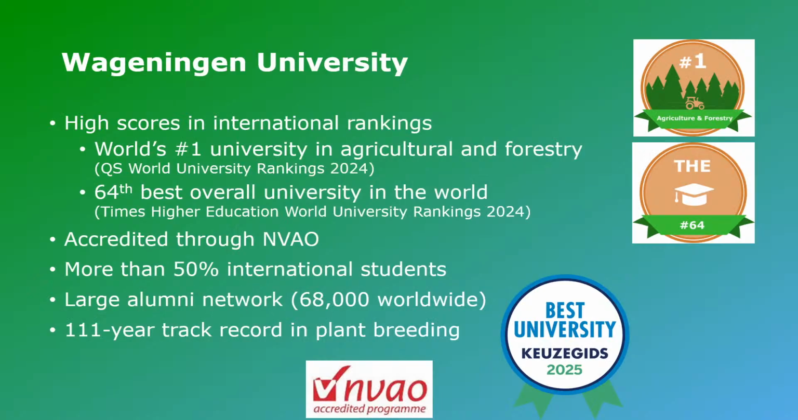Over the years we have built a large alumni network with almost 70,000 alumni, really on a worldwide scale. And nice to know is that the Department of Plant Breeding actually is even older than Wageningen University itself. So plant breeding has a 111-year track record in the domain. Jan Kees, maybe you can address the domain of plant breeding in a bit more detail.